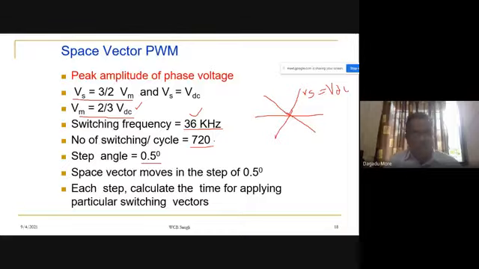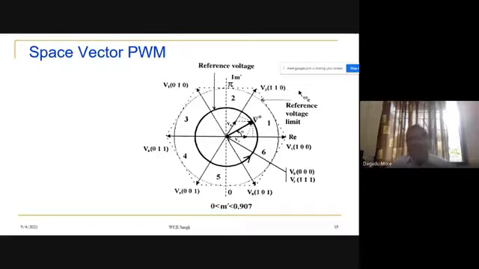So in case of space vector PWM, the space vector moves not at an angle of 60 degrees, but at a step angle of 0.5 degrees. And for each step, we have to calculate the particular switching vectors. Now, how to calculate the switching vectors? We can see.